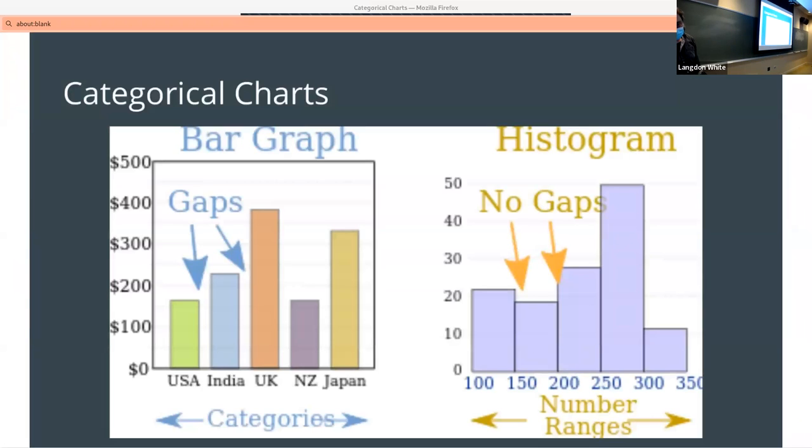All right. So I boosted this off the internet. This was something that never really occurred to me before, that one of the really obvious ways you can tell a bar graph from a histogram is that there are gaps between the columns on a bar graph. And there aren't in a histogram. Does anybody know why there aren't in a histogram?